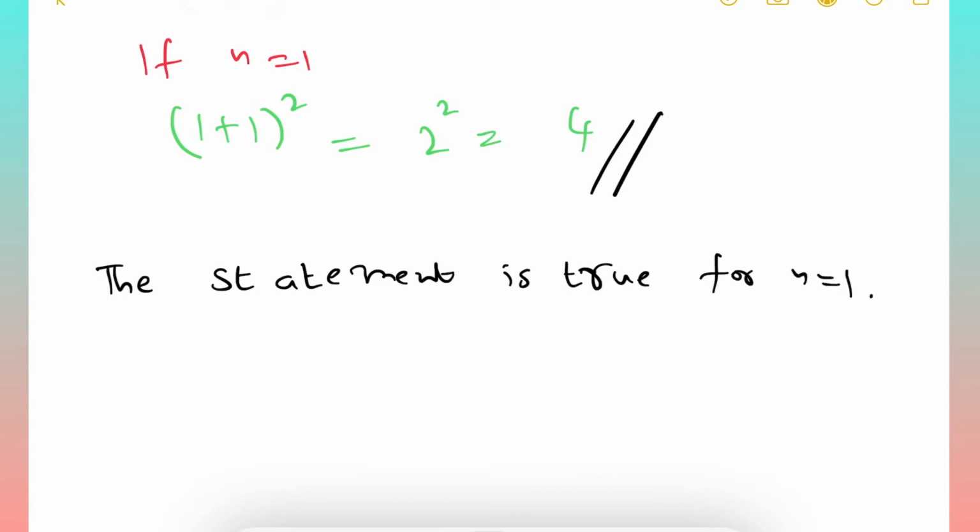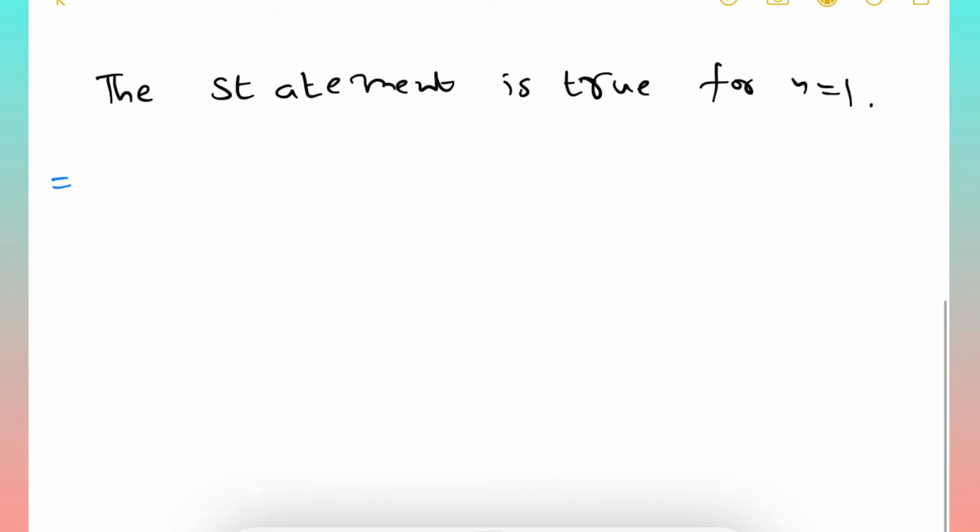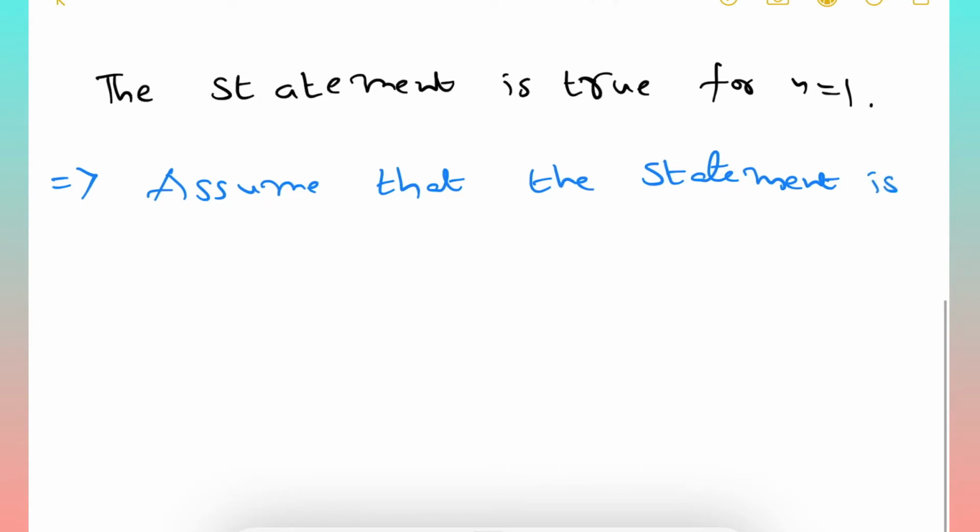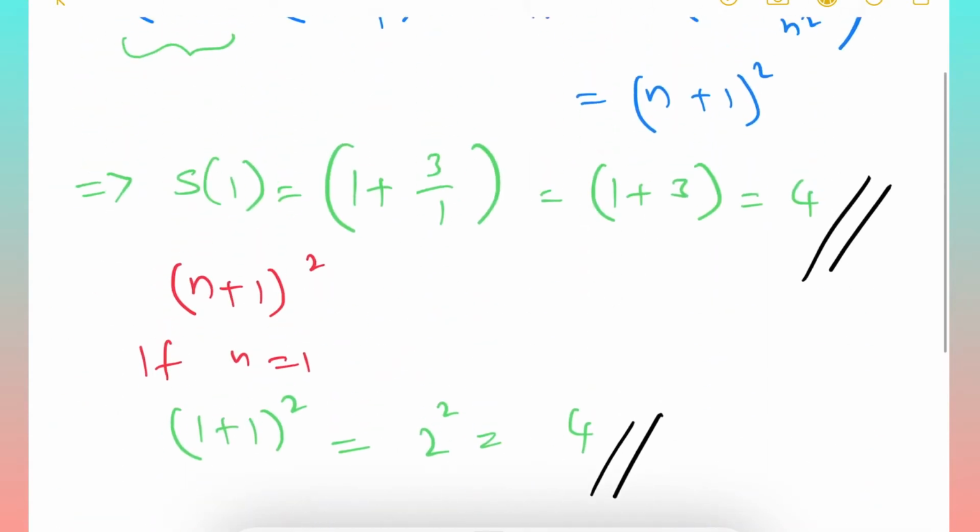Okay, now second step. This second step is just an assumption. Assume that the statement is true for n equals k. So simply in the formula, wherever we have n, in the place of n we need to substitute k. Let us check the formula once.